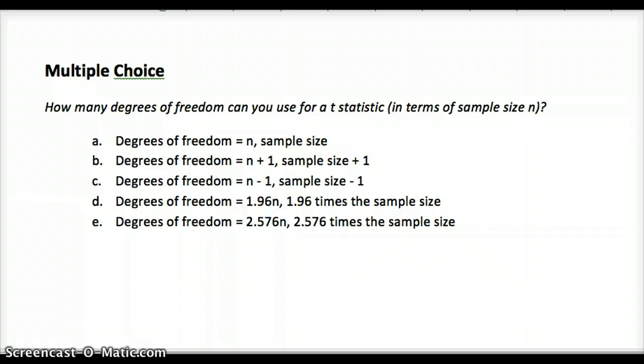Here's the multiple choice. How many degrees of freedom can you use for a t statistic in terms of the sample size n? So here are your 4 options. How many degrees of freedom? This will help us figure out what part of our table to use. We'll go into looking at the table in next class and how to calculate it. The same as the sample size, n plus 1, n minus 1, 1.96 times n, or 2.576 times n. So read through the lesson, and then answer this one and the conceptual question below.